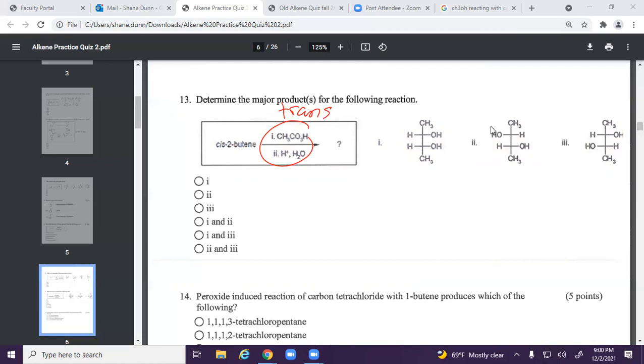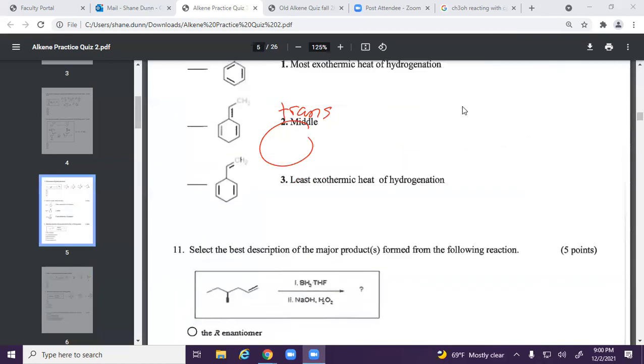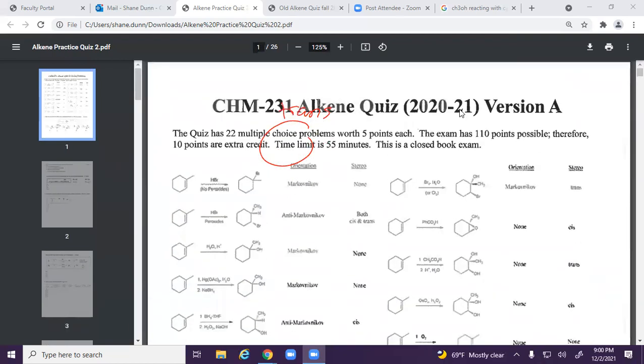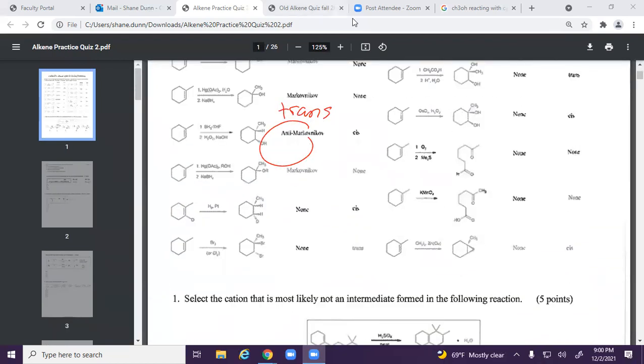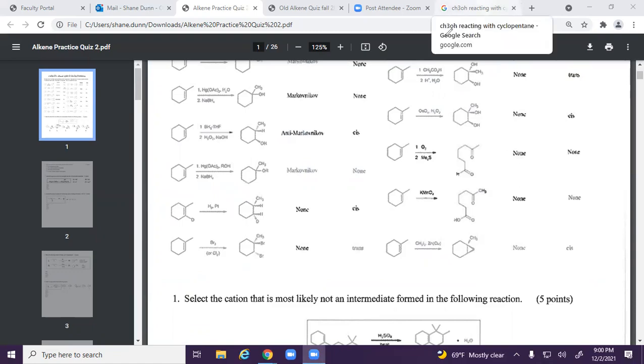Cool. So 13. How do you know that? Because it's on the chart. Look at the very top, the very top one, all the way here. And I'll erase it. It's right here. So it forms trans. That's why. Make sense? Yeah. Cool. So it forms trans molecules.